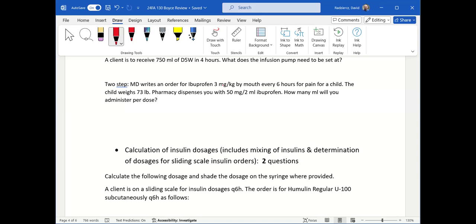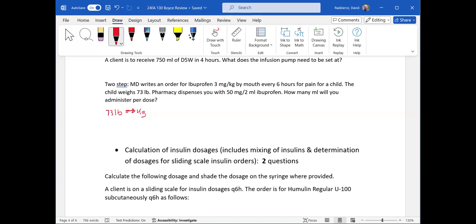In order to solve this problem, the first thing we have to do is take the patient's weight and convert it to kilograms. So we have to convert the patient's weight from pounds to kilograms. That's step one.